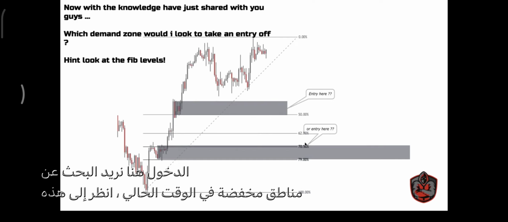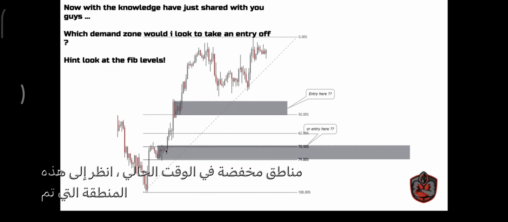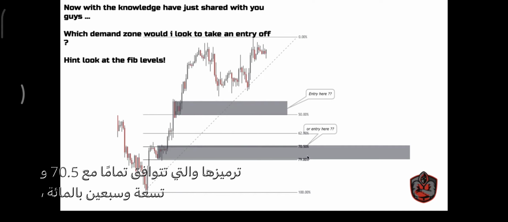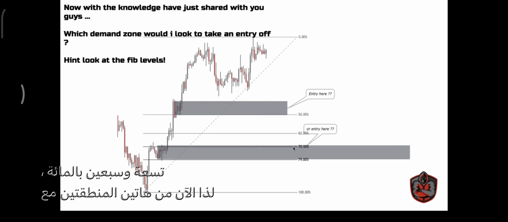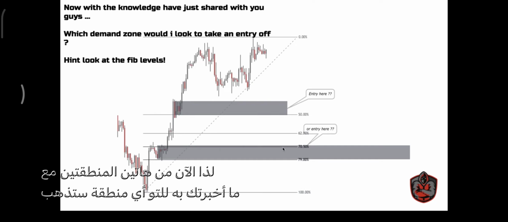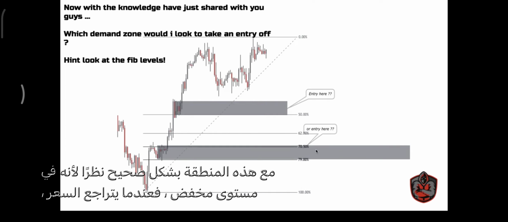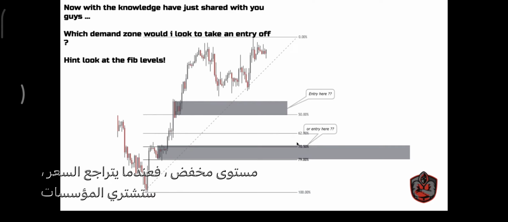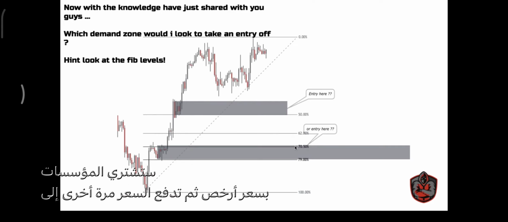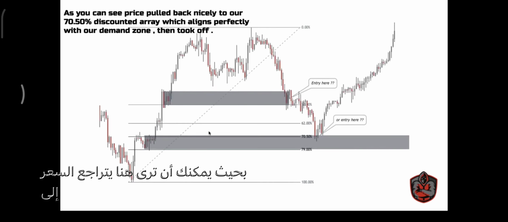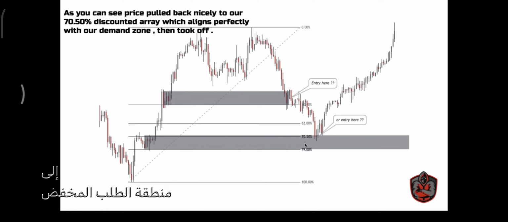We want to look for discounted zones, right? Now look at this zone that I had marked out. That aligns perfectly with our 70.5 and 79%. So now out of these two zones, with what I just taught you, which zone would you go with? This one, right? As it's in a discounted level. So when price pulls back, institutions would be buying at a cheaper price to then push price back up. Does that make sense? So as you can see here, price pulls back to our discounted demand zone and then moves over to the upside.